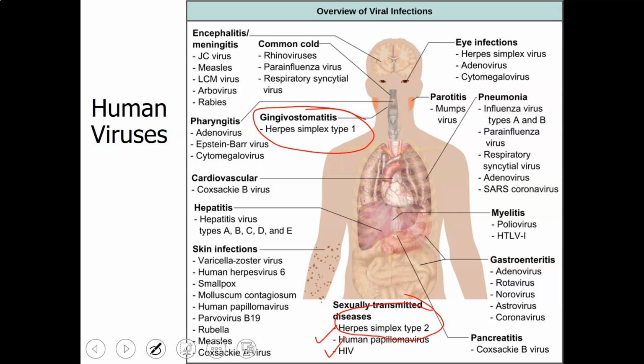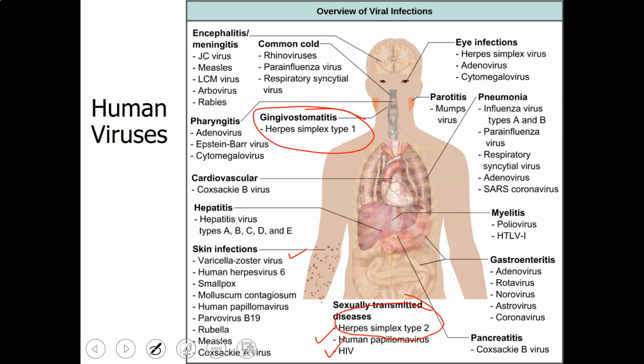Skin infections, we have the varicella zoster virus, which causes chickenpox. We do have a vaccine for that for children now. And that is the one that can lead to shingles later if you get chickenpox. So that vaccine will actually prevent chickenpox and shingles most of the time.